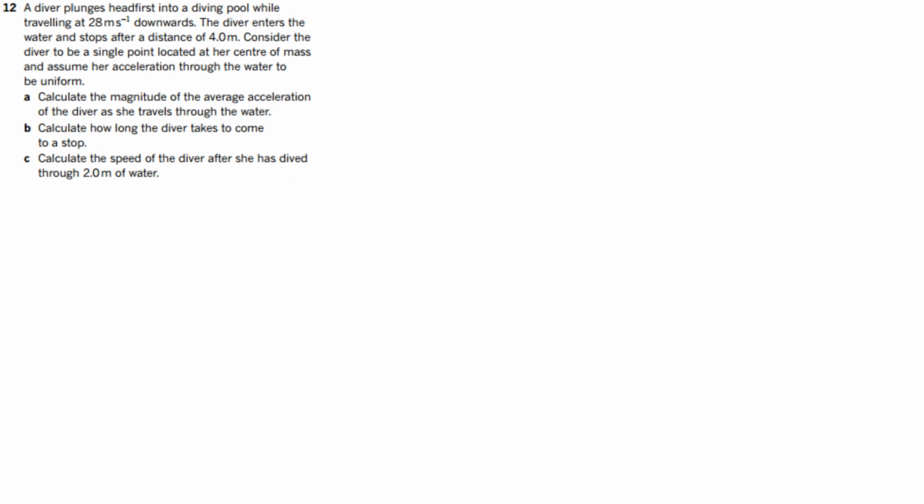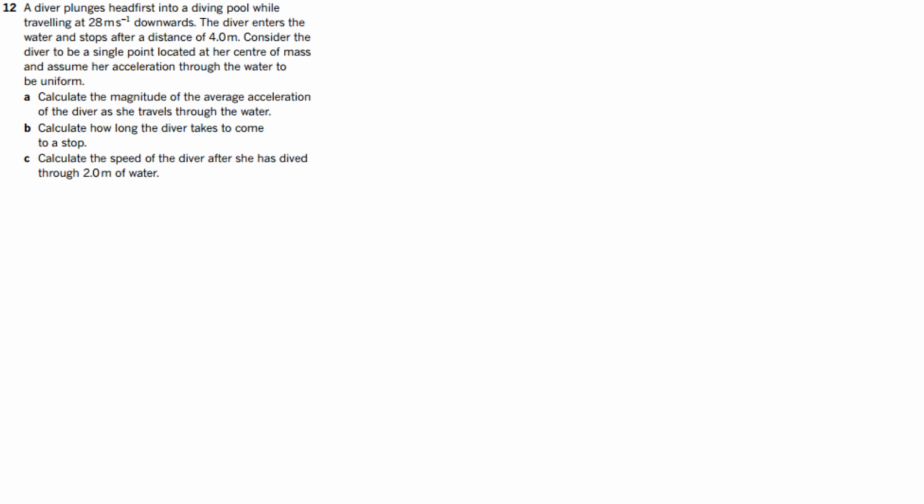It's 12, and it's a pretty tough question. It says a diver plunges headfirst into a diving pool while traveling at 28 meters per second downwards. The diver enters the water and stops after a distance of 4 meters. Consider the diver to be a single point located at a center of mass and assume her acceleration through the water to be uniform. Okay, part A. Calculate the magnitude of the average acceleration of the diver as she travels through the water.